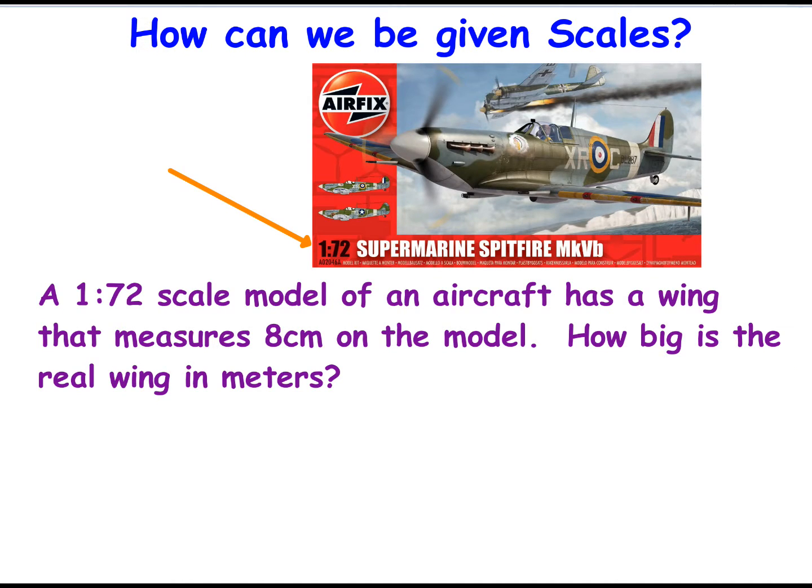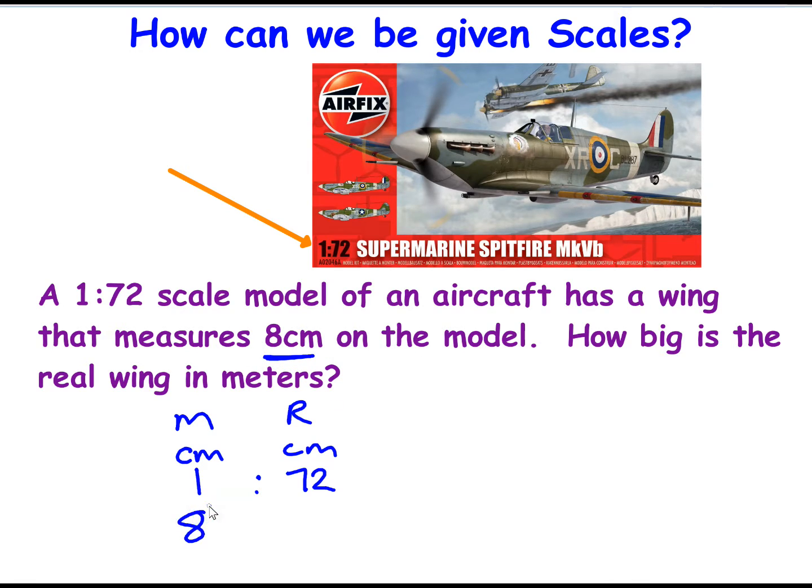It's no different for this type of scale. So here we've been given a scale of 1 in 72. Now when you get a scale like 1 in 50, 1 in 72, 1 in 20,000, there's still a relationship between the map and the real world, but both of the units are the same. They're both centimeters. So 1 centimeter on my model or my map or my drawing is 72 centimeters in the real world.